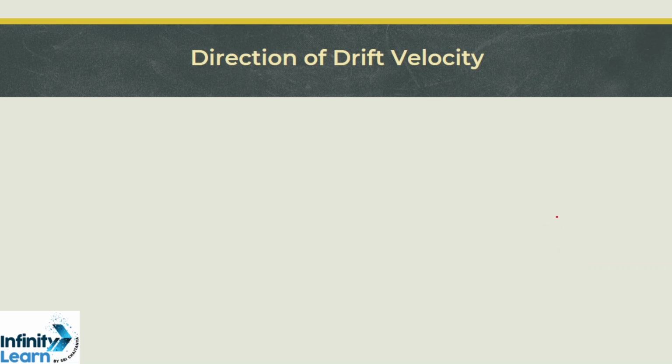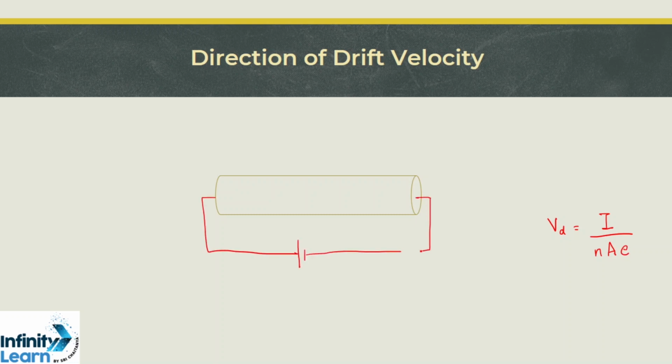Now let us finally talk about the direction of drift velocity, which we can get from the formula as well. The formula that we derived is drift velocity equal to the current flowing through the conductor divided by charge concentration, area of cross section, and the value of a single charge. Now over here we know that charges are of two types. Charges can be positive as well as negative. And we also know that the direction of conventional current is from higher potential to lower potential.